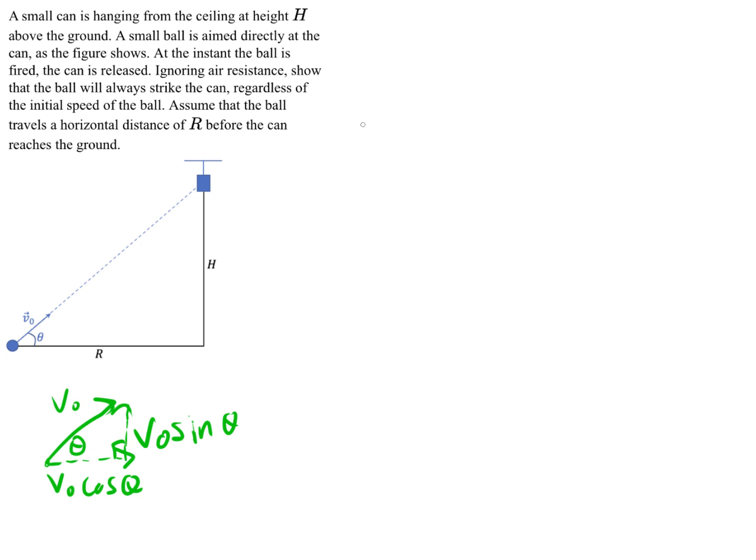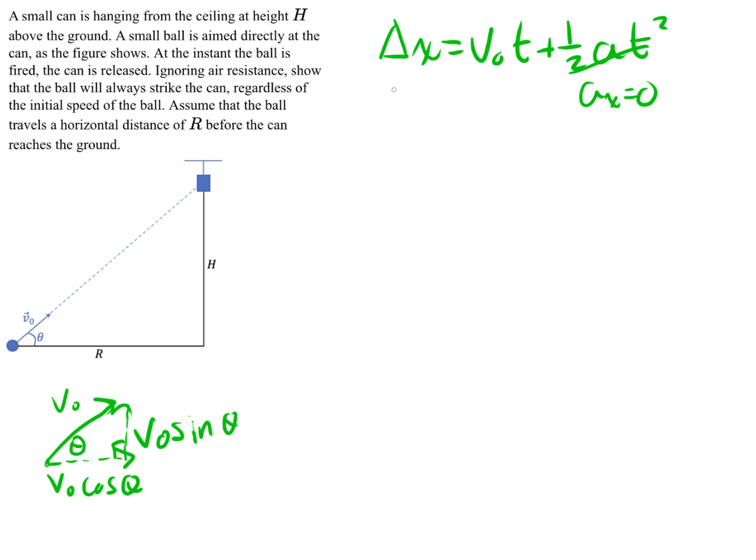So, to find the time it takes, we can use this equation here. It says that the displacement is equal to the initial velocity times the time interval, plus 1/2 times the acceleration times the time interval squared. But since there is no acceleration in the x direction, this whole part can be omitted.